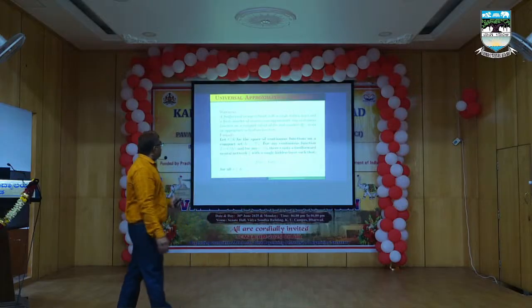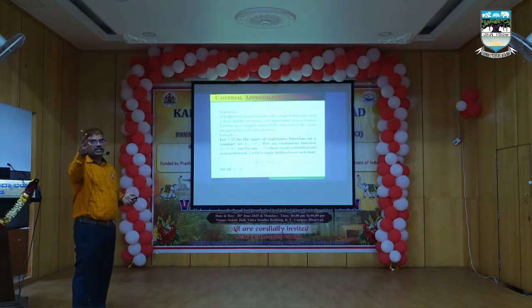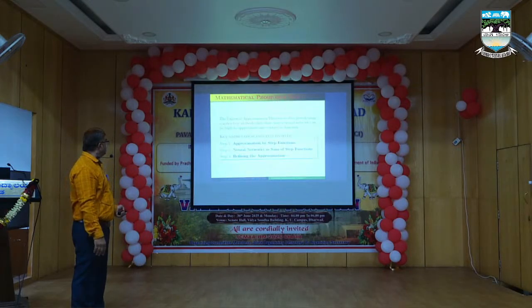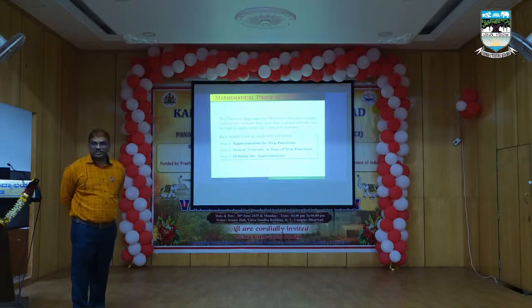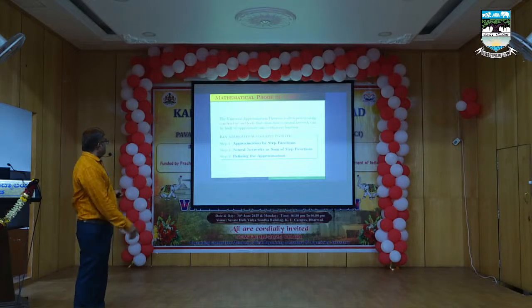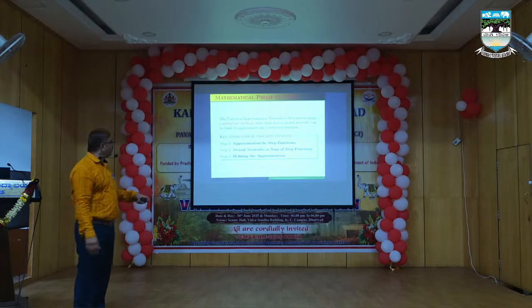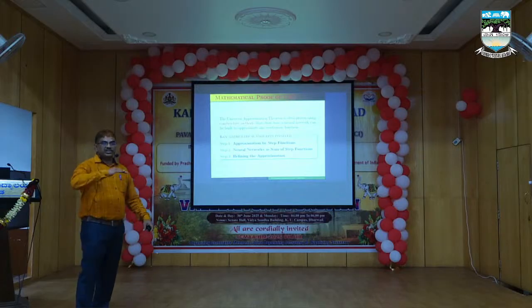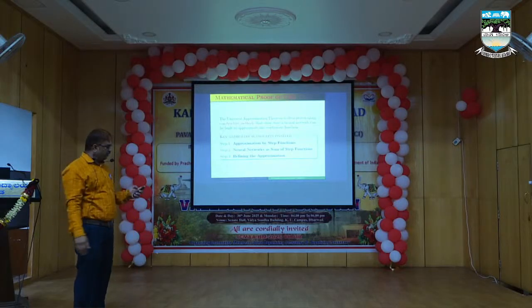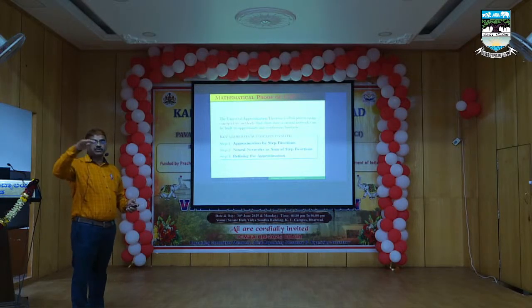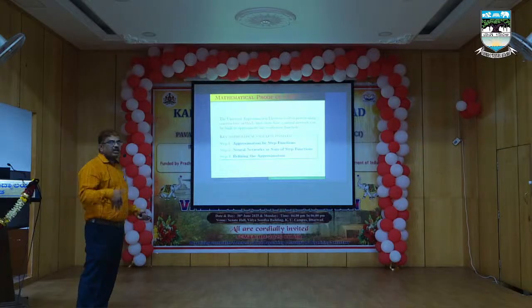So what does universal approximation have? It has 3 components. First, approximate by step functions, which we have done. Next, a neural network is a sum of step functions; we are adding all the bumps. And then, refine the approximation.